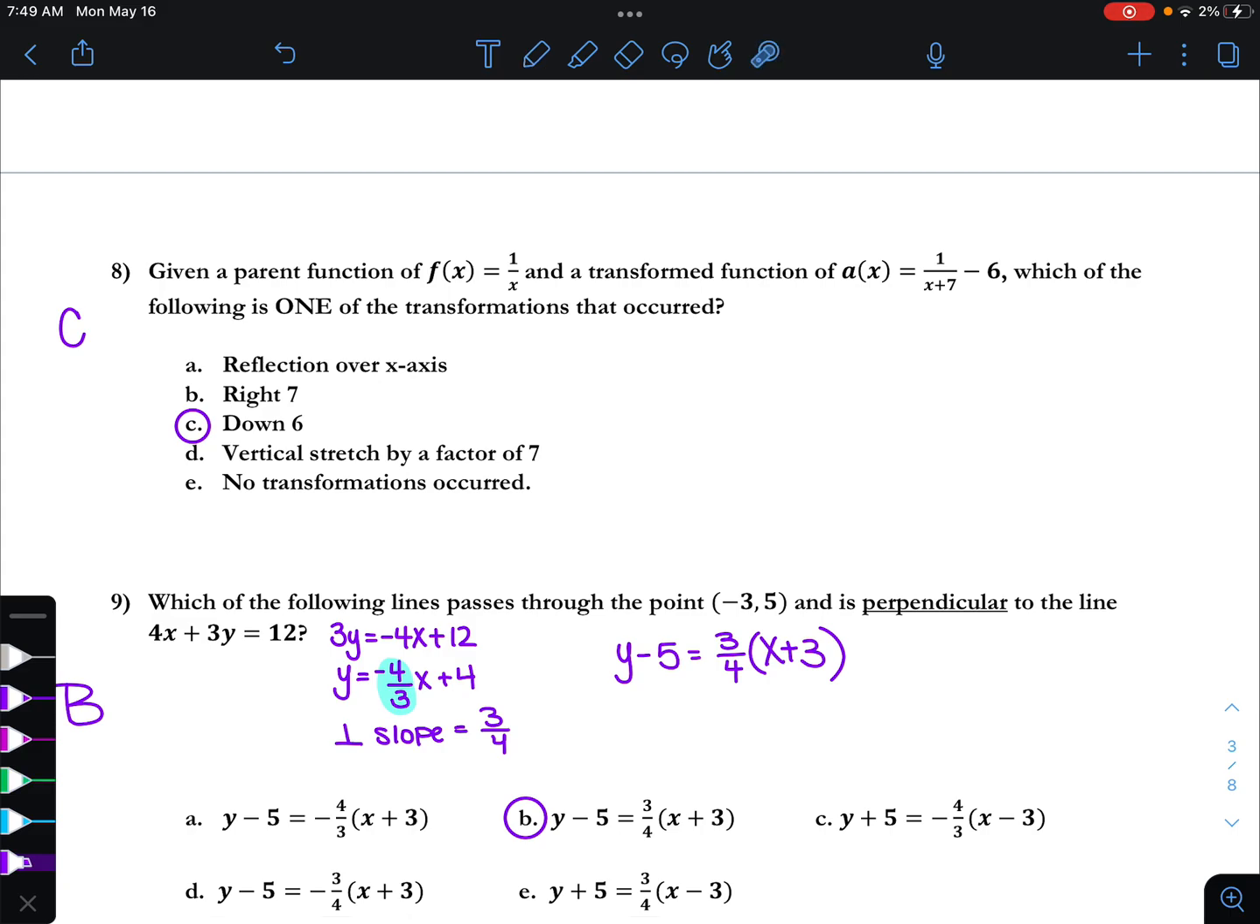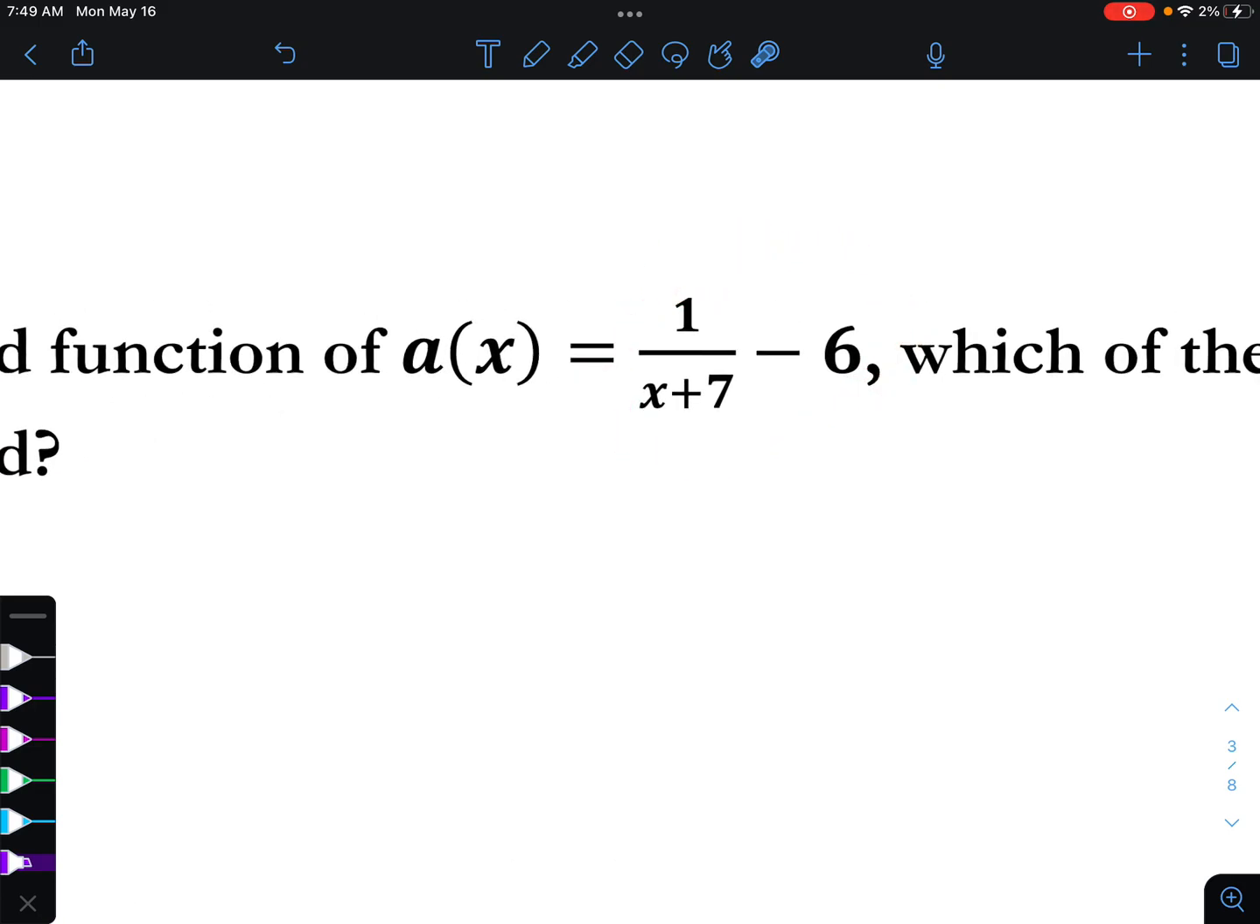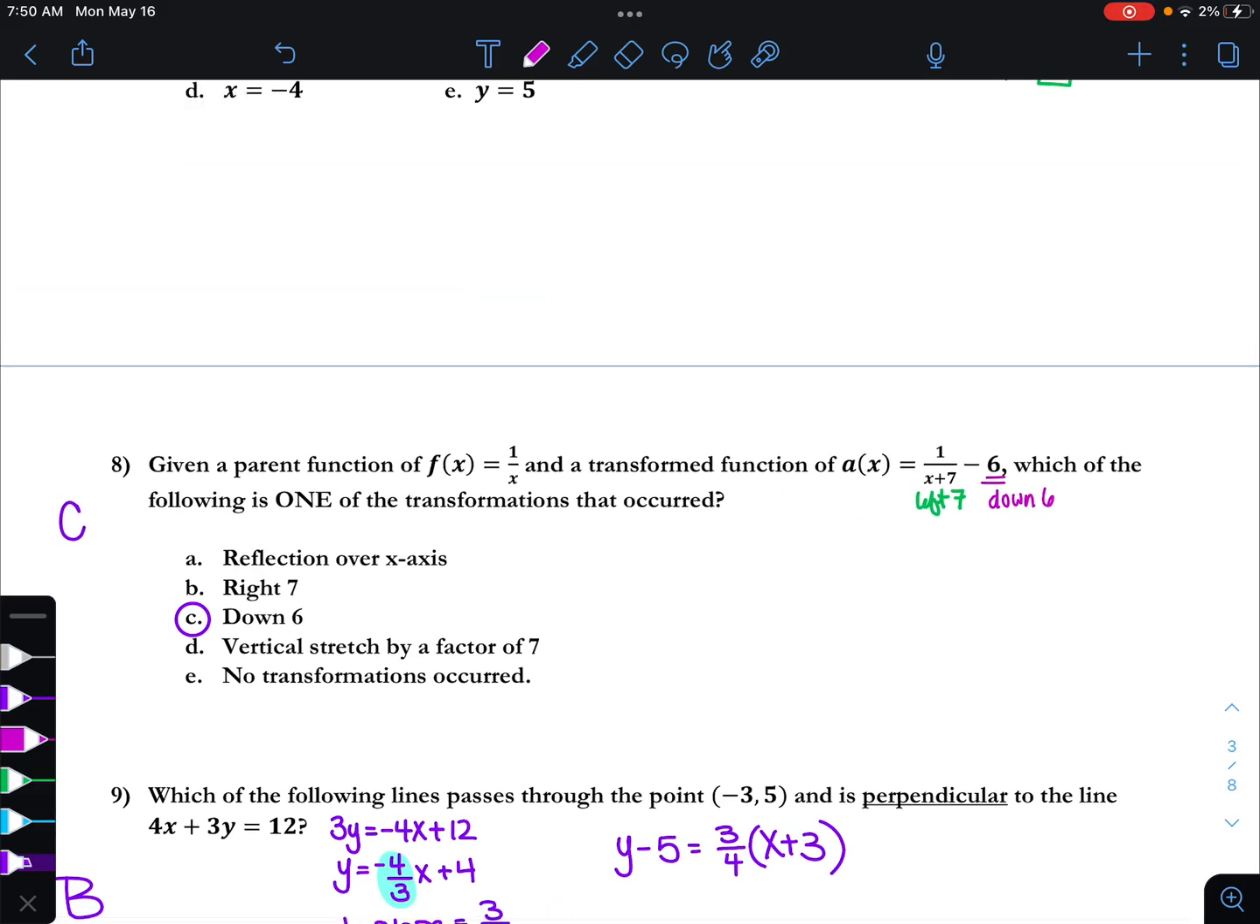Number 8, so we have a parent function of 1 over x. It's a rational. And we go from this basic parent function to here, so we're looking at what transformations are occurring. Remember, any value that you're adding or subtracting with the x is going to be a horizontal shift. So here we have left 7, because anything with the x is a horizontal, and you do the opposite of what the sign says. And then anything outside is going to be a y shift, so this one is down 6 because it's a -6. So we have down 6 as the only one of these that occurred.